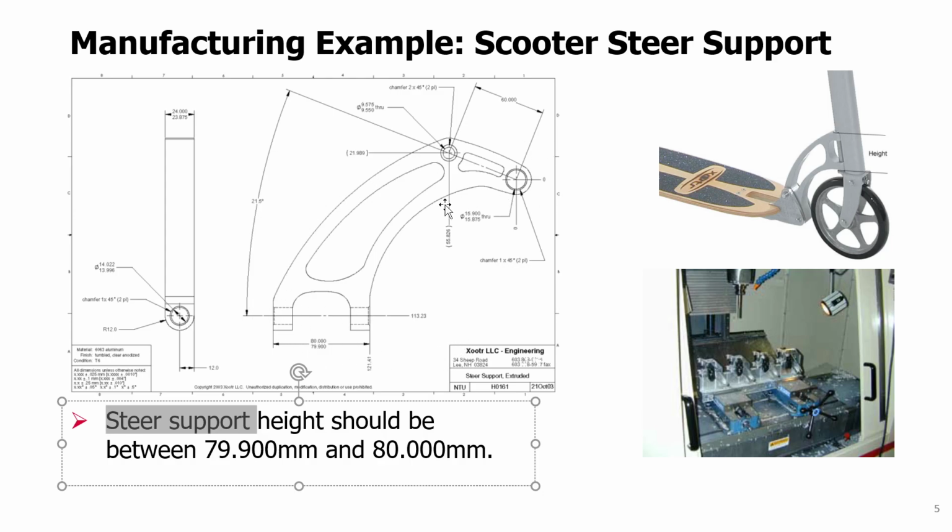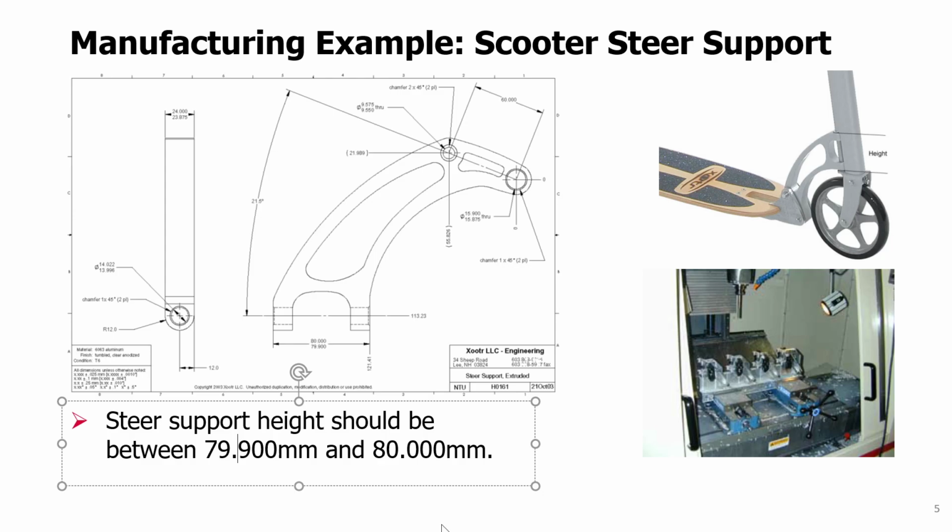So this is the part, right? You see the measurement here, and the measurement here is actually something that has to fit inside another part, the steering pole. And then this height here of this part, this is a rotated part, it has to be between 79.9 millimeters and 80.000 millimeters.